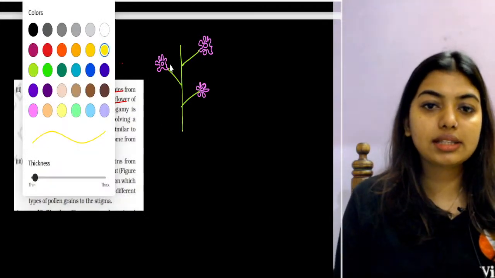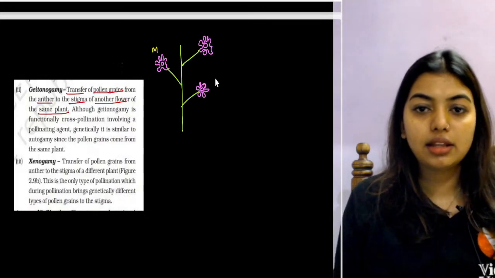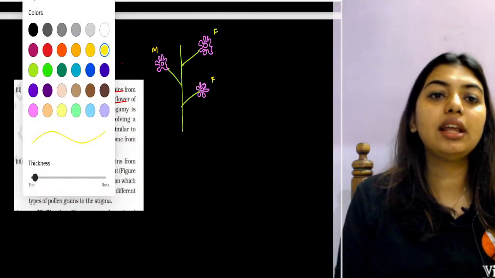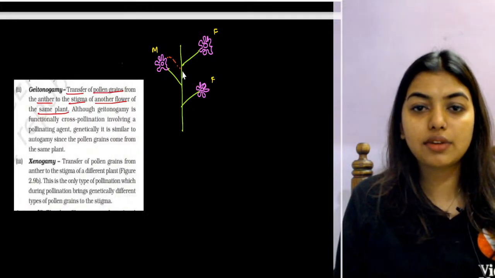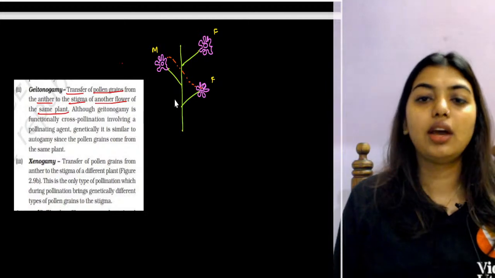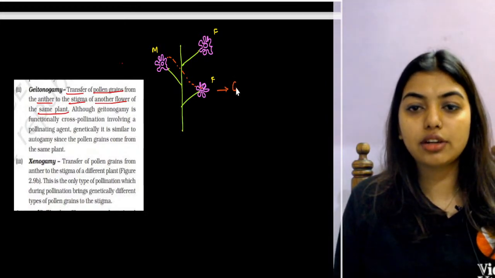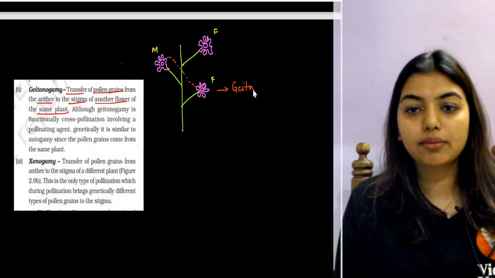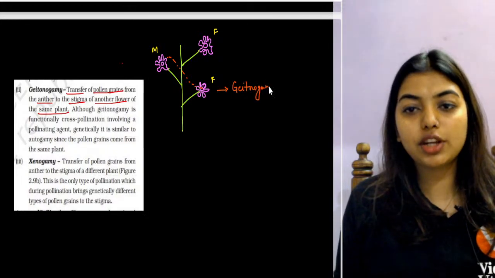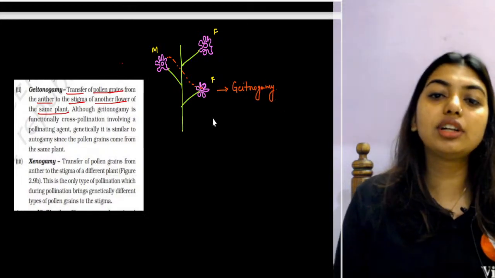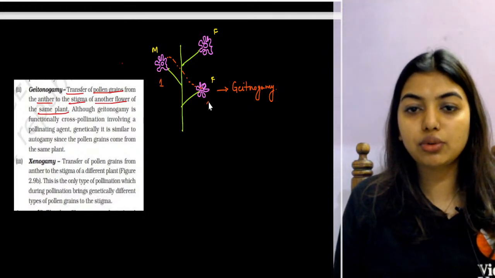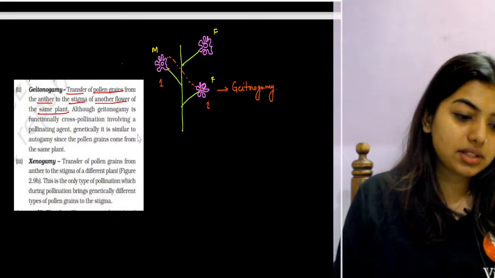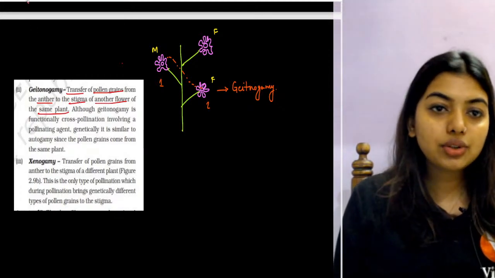So here let's say the male flower is there, the female flower is there, then the female flower is there, the male flower might be there. So what is going to happen, students? The anther, the pollen grains from this will fall on this, and this will lead to geitonogamy. So this is not cross pollination, but the thing is it is falling on different flowers, right? From flower 1 it is falling to flower 2, so it is falling on different flowers. Understood? Yes or no?